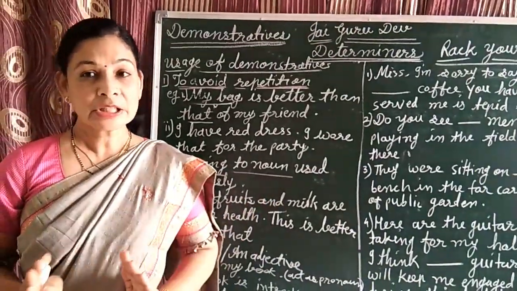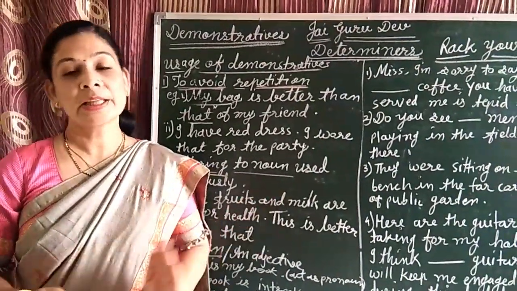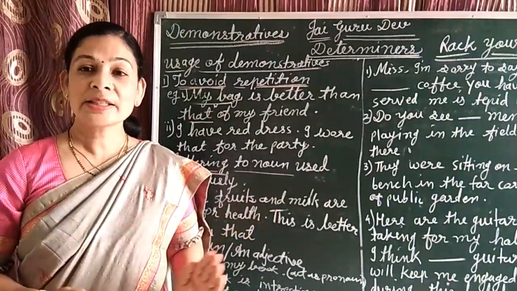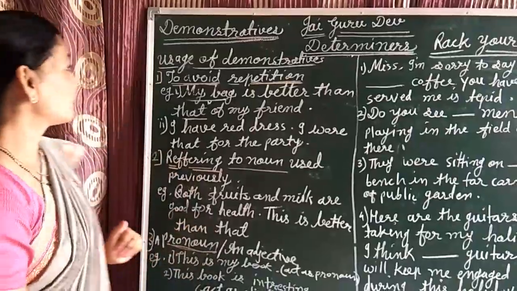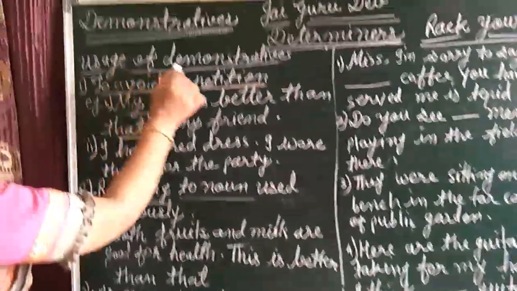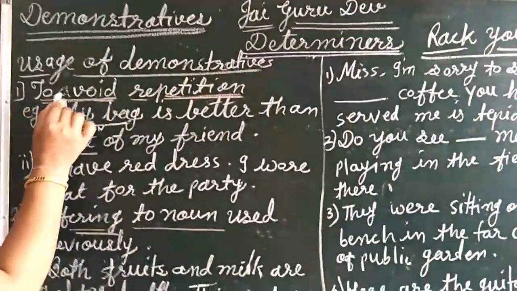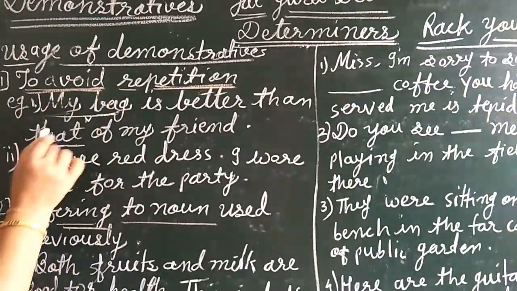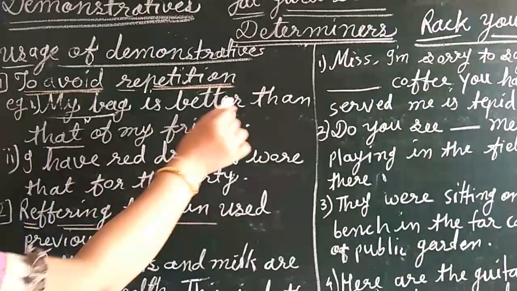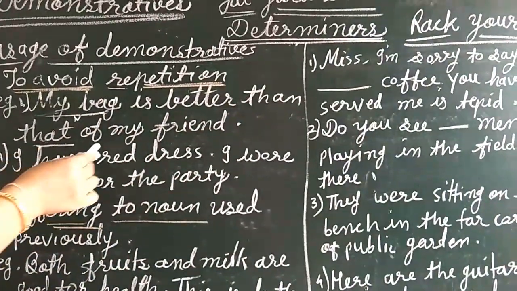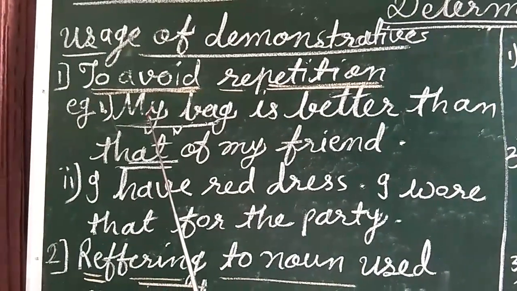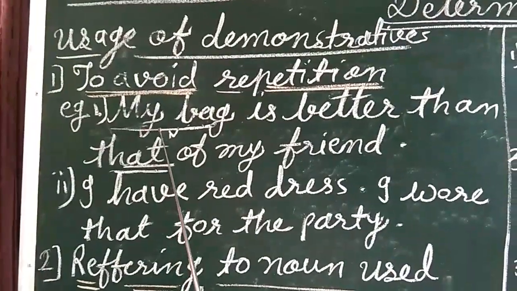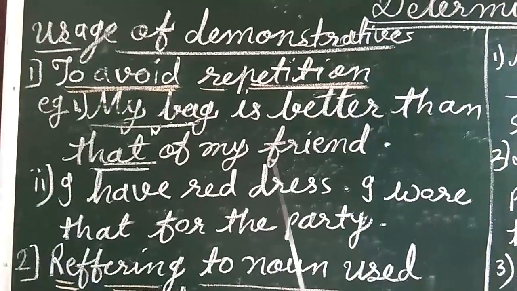Now, after this quick difference between this, that, these, those, let's have a look at where these demonstratives can be used. Usage of demonstratives to avoid repetition. My bag is better than that of my friend. Now, what am I doing here? I am comparing my bag with my friend's bag.